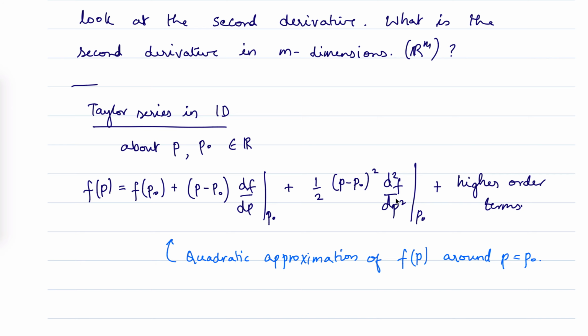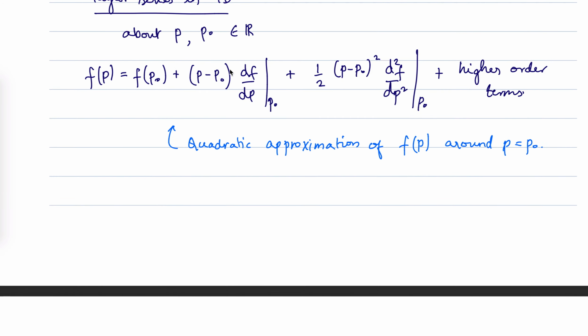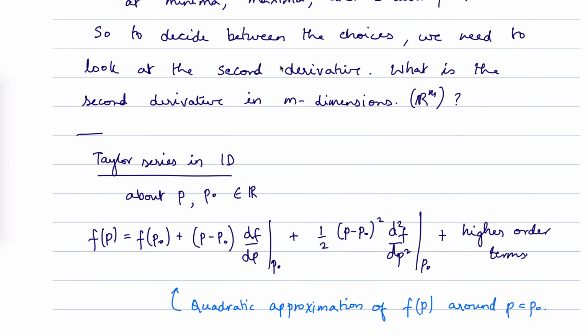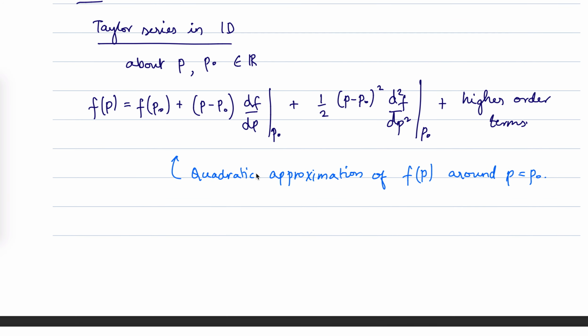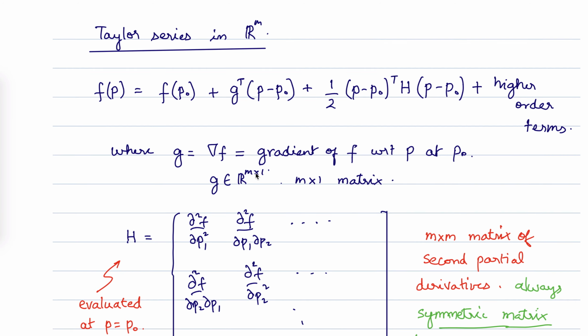So this is the second order term, and an expression like this would be considered a quadratic approximation of f of p around p equal to p naught. Okay, so that's in 1D. What does the m dimensional version look like?